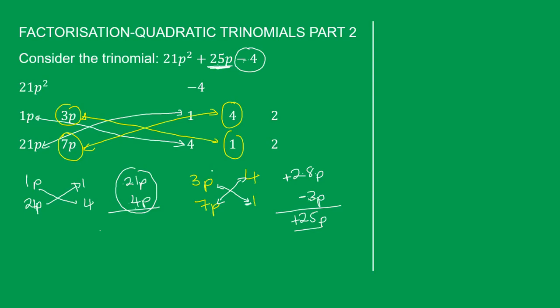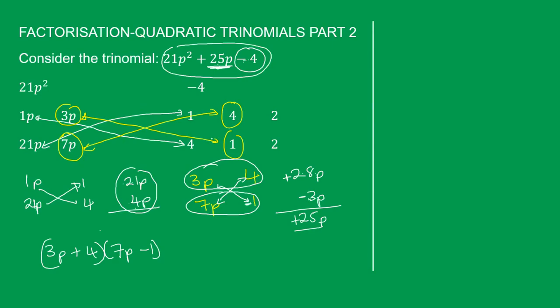You read your factors horizontally. This is the factor, and then this is another factor. So you have your two brackets, 3p plus 4, and then 7p minus 1. We have factorized this. This is the method you can use. Let me show you the second method.